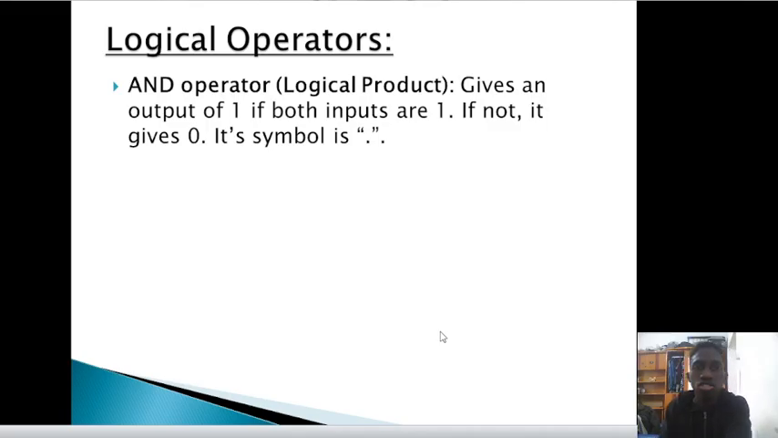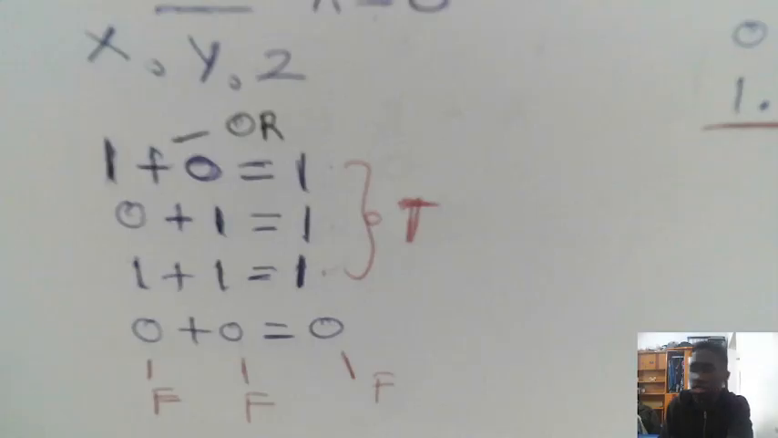The AND operator is also called the logical product, because it gives an output of 1 if both inputs are 1. So both of your inputs here have to be 1. You're saying AND, so this and this. That means both of them must hold true before you get an output of true. If not, you get an output of false, so it gives 0. Its symbol is a dot. The dot is used for product. So let's take a look at that.